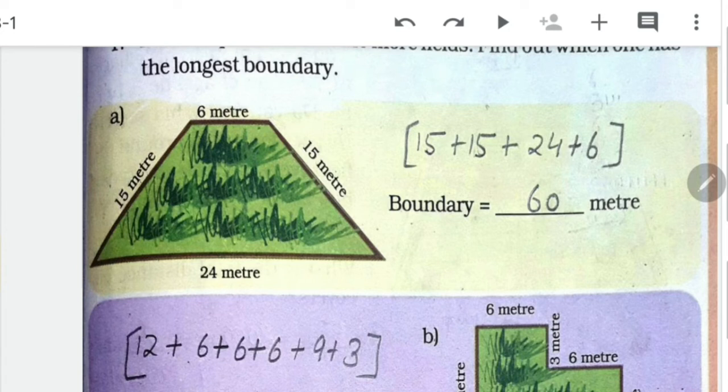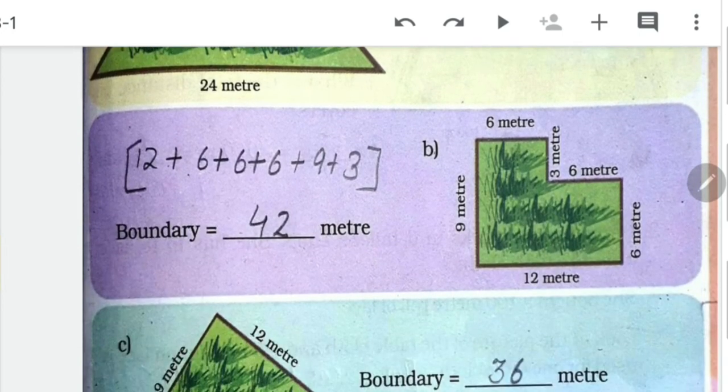That means the sum of the boundary of field A is 60 meters. Now let's see field B. You can see here the figure of field B.